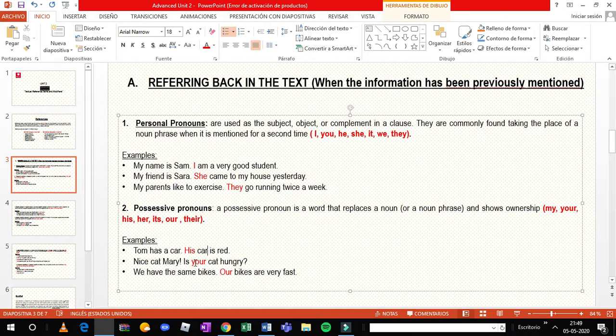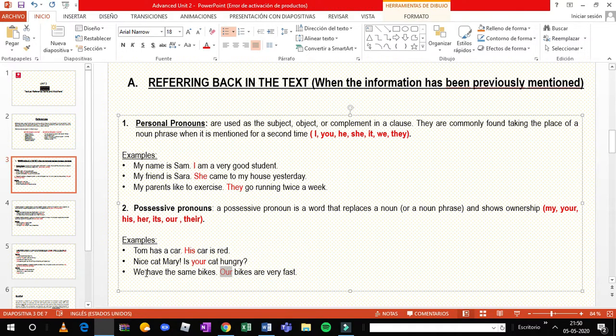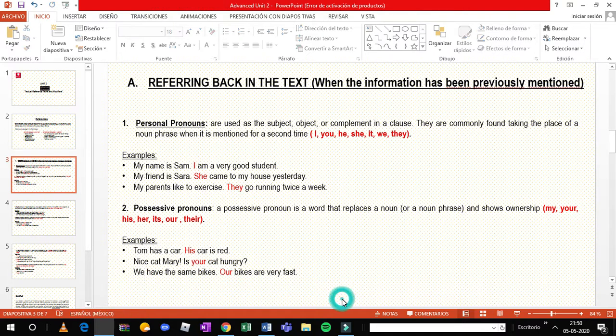Nice cat, Mary. Is your cat hungry? Here we mention your. Why? Because I'm asking the question to someone, in this case, Mary. So if I read the second part, I know that your cat belongs to Mary. We have the same bikes. Our bikes are very fast. I don't mention here we because we already know that we maybe are a couple of friends, maybe a girlfriend and a boyfriend, etc.